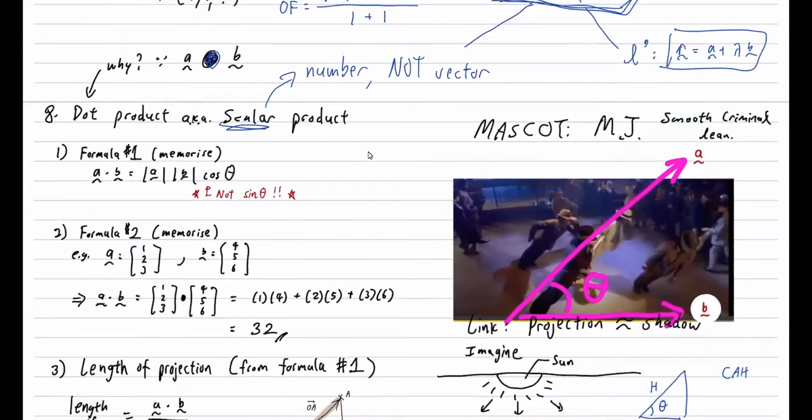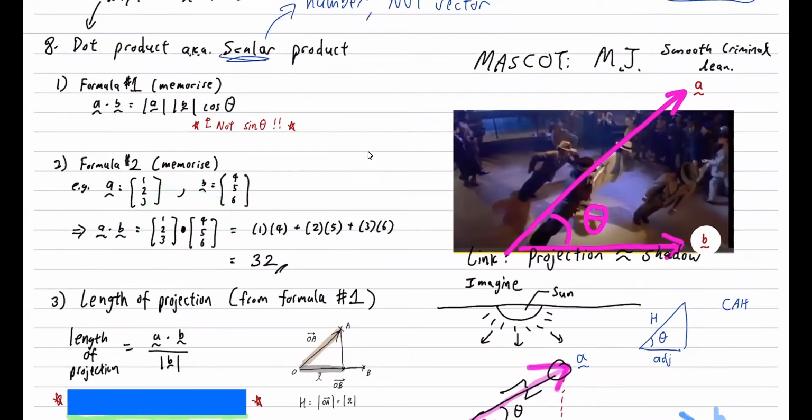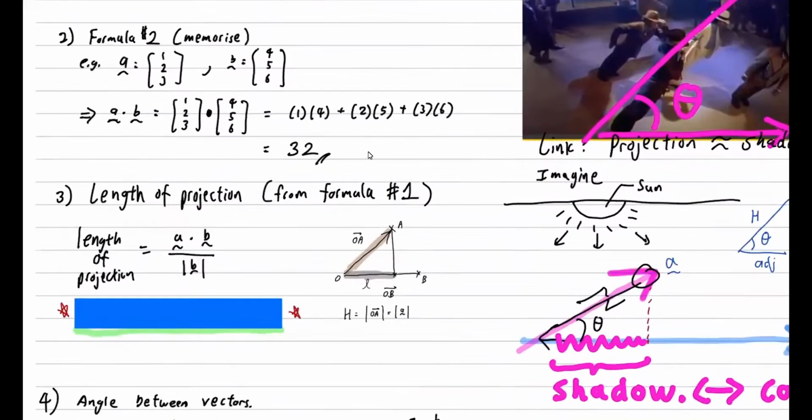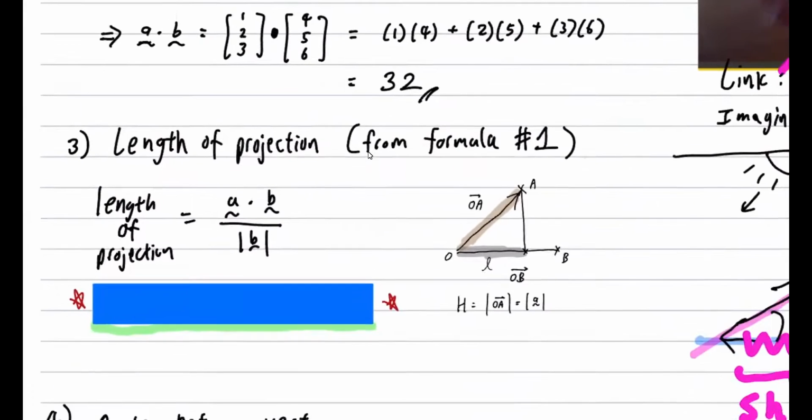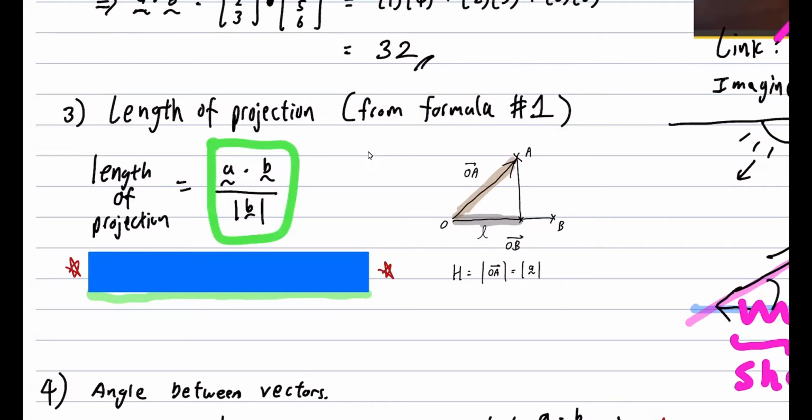Okay, must memorize these two. The vector product one will be a bit more complicated, so I'll go through it later and give an example to practice. Okay, next, number 3, length of projection, from formula number 1. So this is the formula: A dot B divided by the length of B.